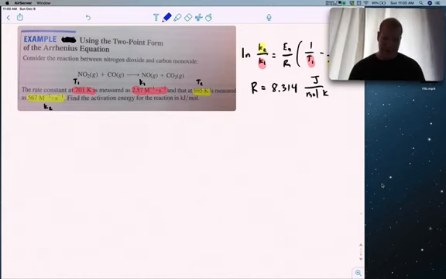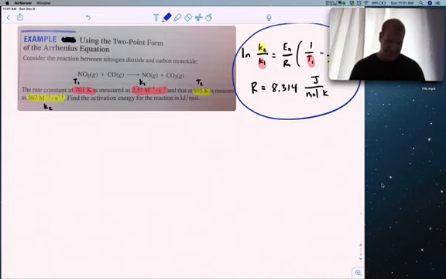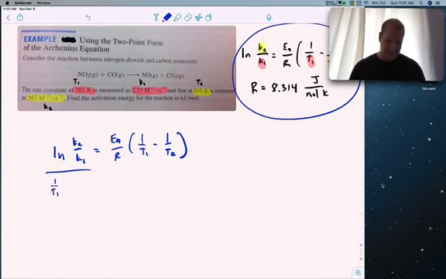I've written the equation here. I like to do all the math first. So I can multiply both sides by R. I'll write it out: ln(k2/k1) equals Ea over R times (1 over T1 minus 1 over T2). And we can divide both sides by (1 over T1 minus 1 over T2), and I'll move the R over here, multiplying both sides by R. And this is what the activation energy is, just like that. I'll move the equal sign down too.